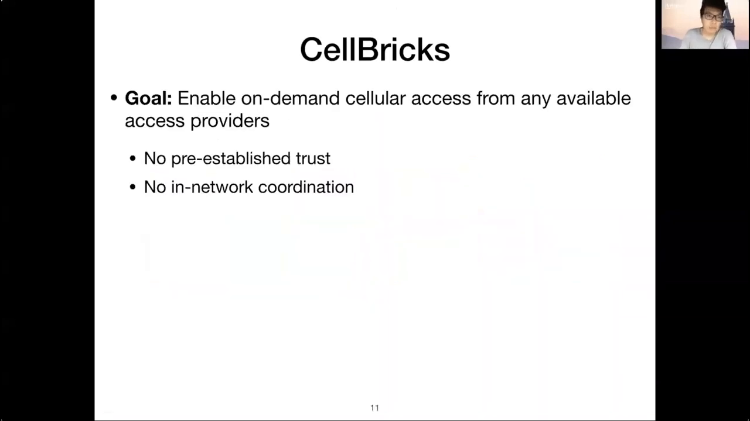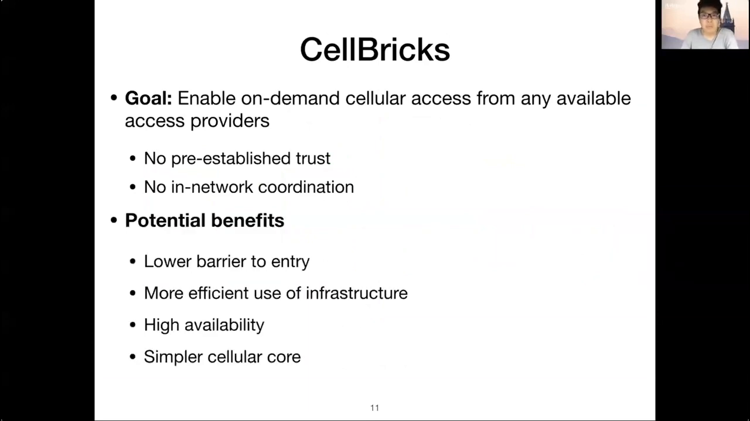To recap, the goal of Cellbricks is to enable on-demand cellular access from any available access provider by requiring no pre-established trust with the bTelco and no in-network coordination between the bTelcos. Cellbricks comes with many potential benefits. Firstly, Cellbricks lowers the barrier to entry for new access providers. bTelcos of any scale can make profit by providing cellular access within their coverage without establishing a large number of contracts. Secondly, Cellbricks allows any user to use any access provider, which leads to a more efficient use of the infrastructure, as well as provides the user with high cellular availability. Lastly, Cellbricks significantly simplifies today's cellular core by moving the support for user management and mobility out of the network.